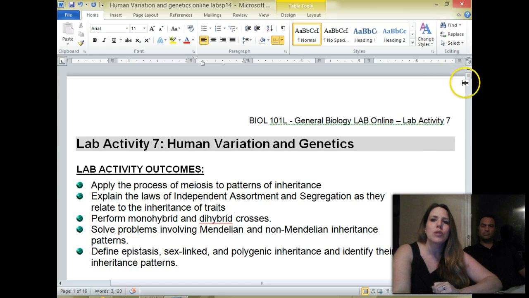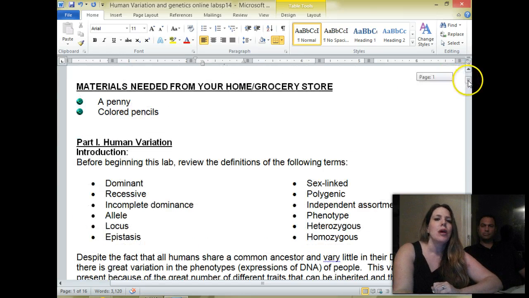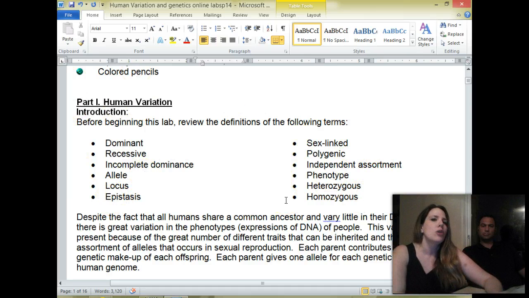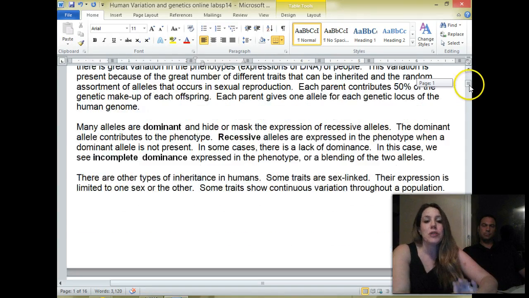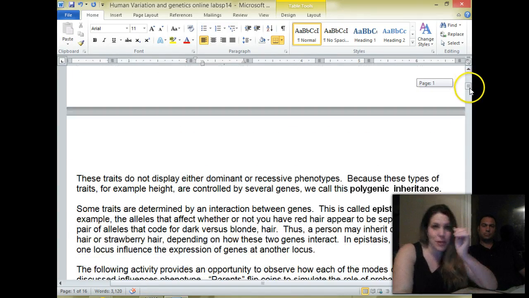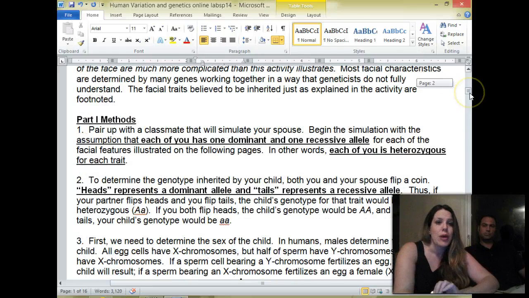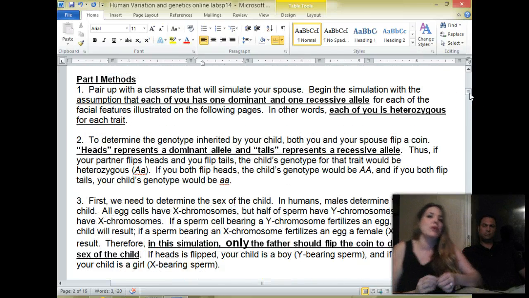Now, one of the things you're going to want to really make sure you do before you begin this lab is make sure you understand the definitions of all these terms here. Learning genetics is very heavy on vocabulary, and if you don't understand the vocabulary, you're going to be kind of lost. So if you need to, go back and study these vocabulary words. The first part of the lab, as I said, is hands-on with this penny. The second part is just practicing genetics problems. So that part's a little less ambiguous.